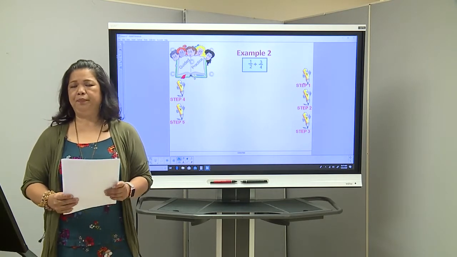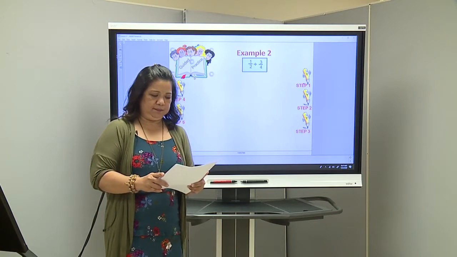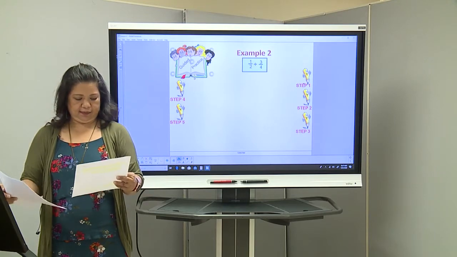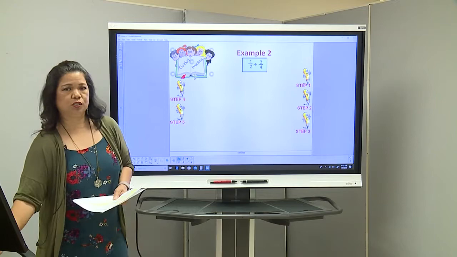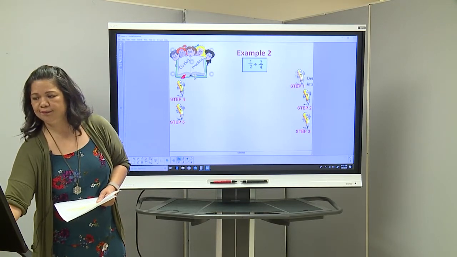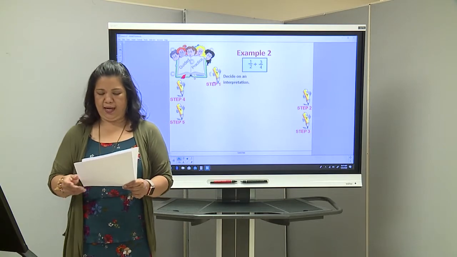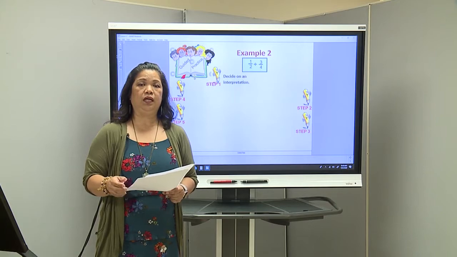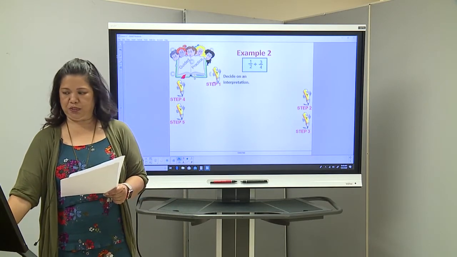Here's example 2. What do you notice? Yes, both are fractions this time. All right, 1/2 divided by 3/4. What is step 1? Decide on an interpretation. And of course, we decided that for this lesson, we are going to use the partitive division as our interpretation.